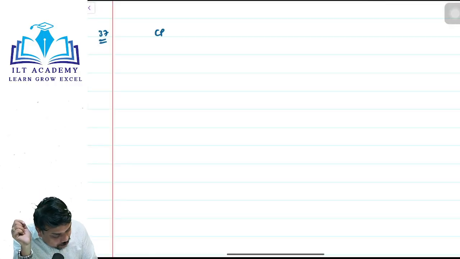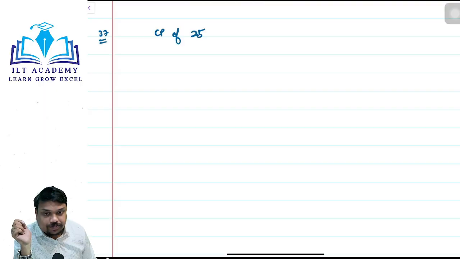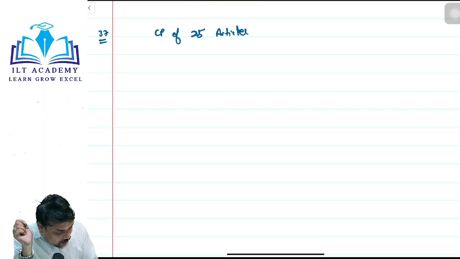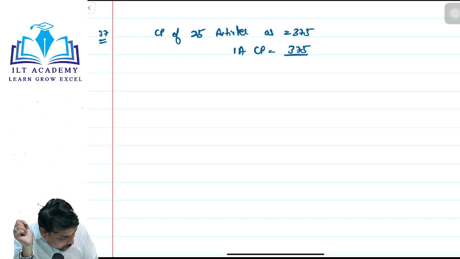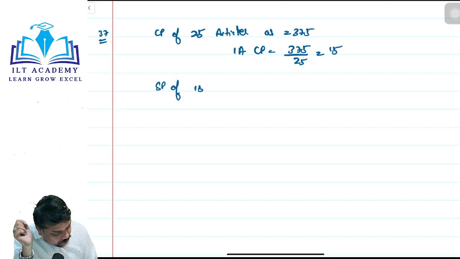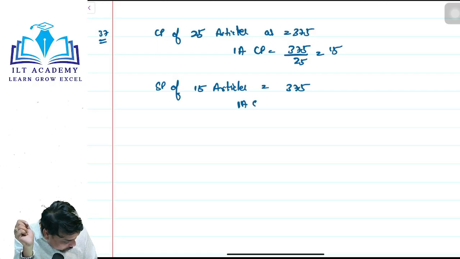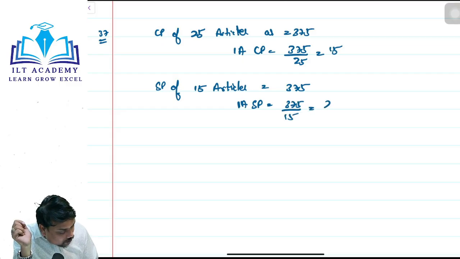Let me take cost price of 25 articles as 375. Then I will get one article cost price is equal to 375 divided by 25, which is 15. Now selling price of 15 articles is same as that. So here I can take 375. So one article selling price will be what? 375 divided by 15, which is 25.